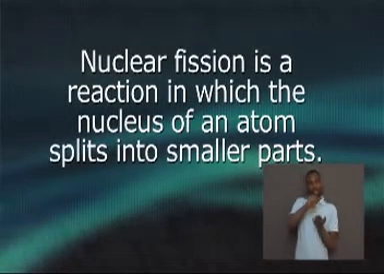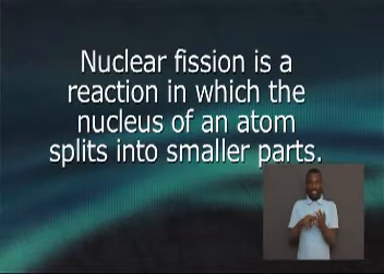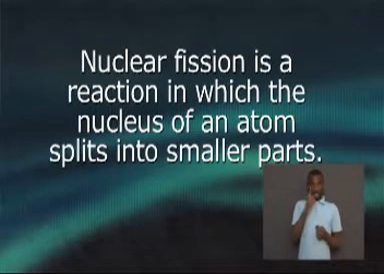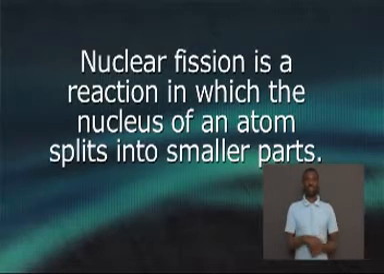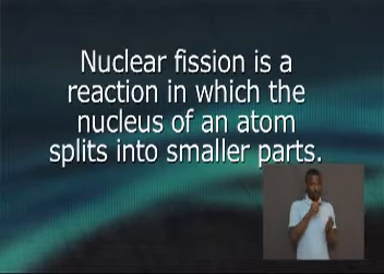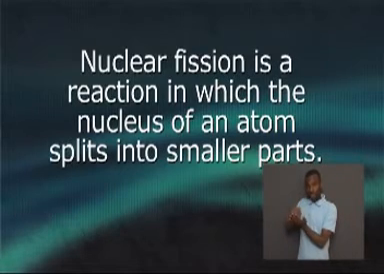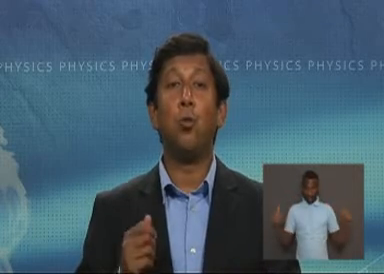Nuclear fission is a nuclear reaction in which the nucleus of an atom splits into smaller parts, often producing free neutrons and energy in the form of gamma rays. Fission is an exothermic reaction that releases large amounts of energy, both as electromagnetic radiation and as kinetic energy. Fission can occur in two ways.